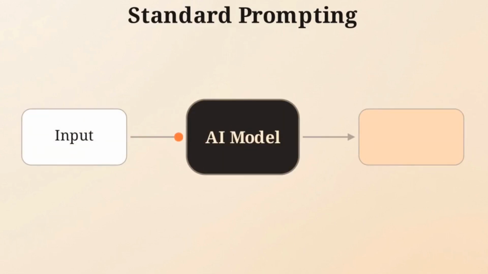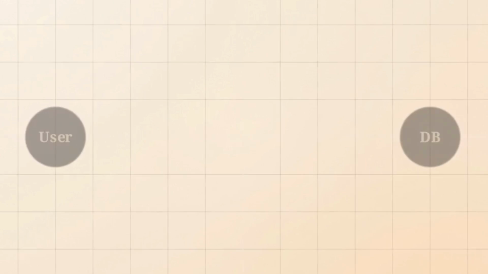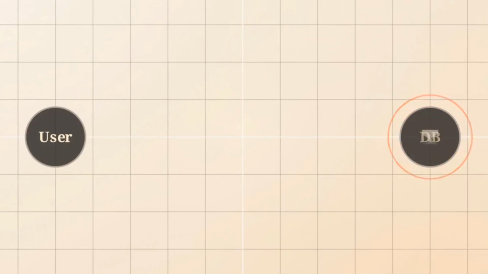This diagram illustrates standard prompting. You feed one input straight into the AI, and it gives you a single response on the other side. One input, one output. You ask for a poem about coffee, you get a poem about coffee. This linear approach works well for quick factual retrieval, like checking who won a Nobel Prize.